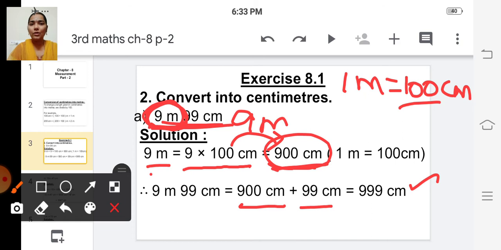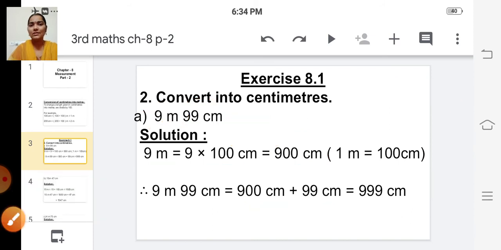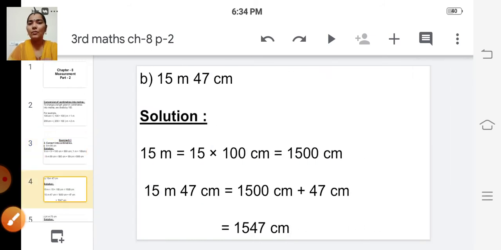First thing, we have to convert meter into centimeter, and then we have to add that with these centimeters. So how to convert meter into centimeters? We have to multiply by 100. Okay, is it clear, children? Yes, so we will do the next problem.